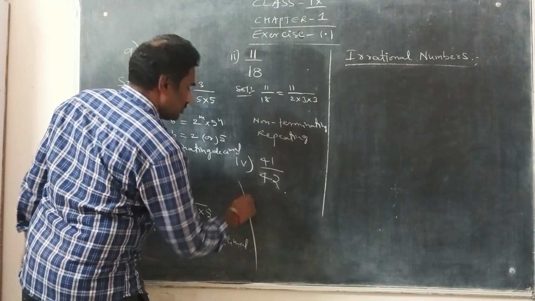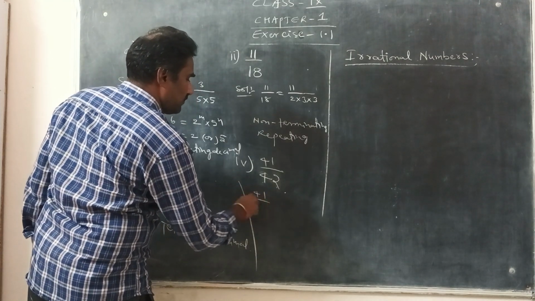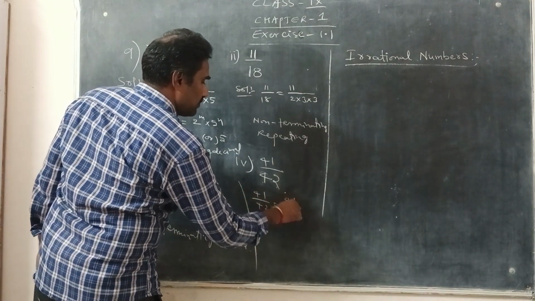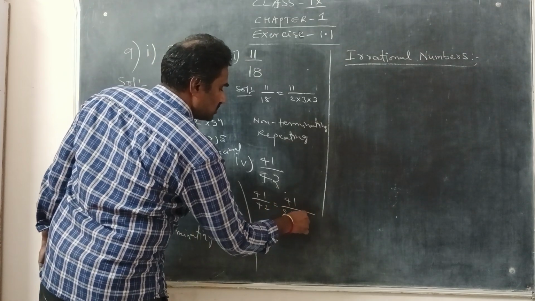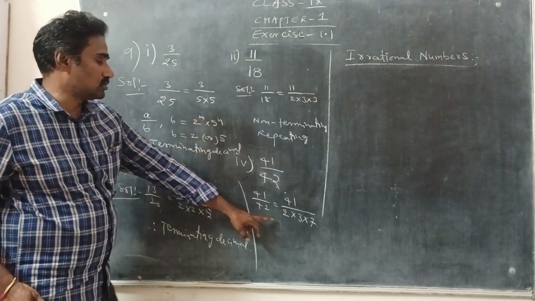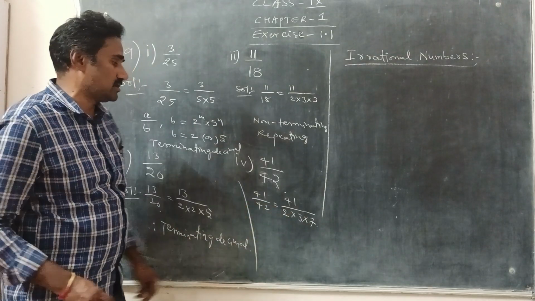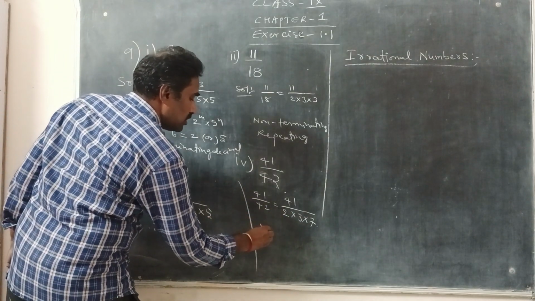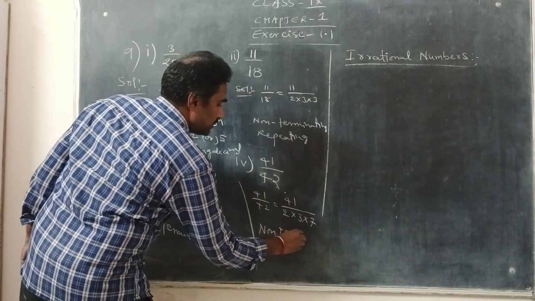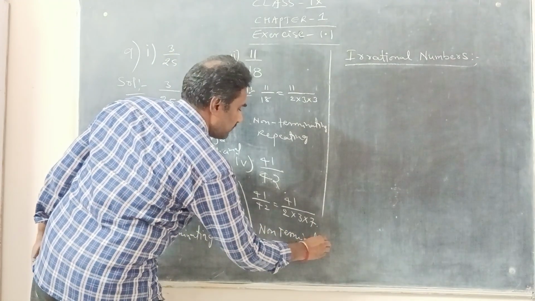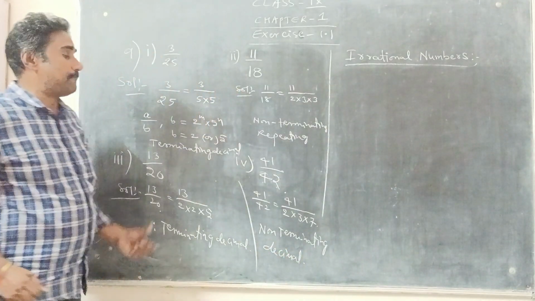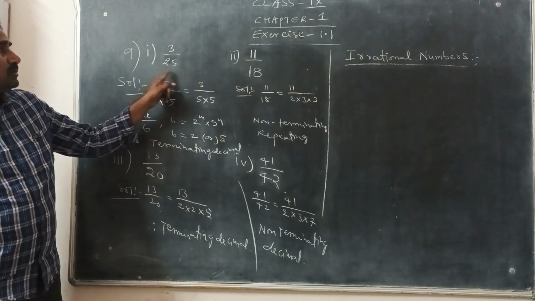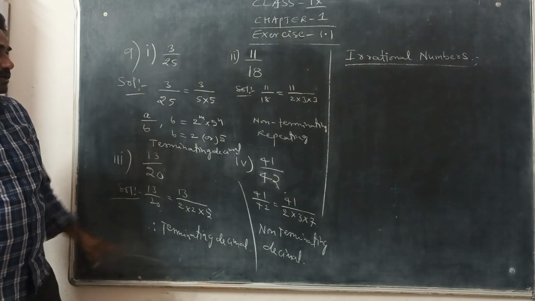The last one is 41 by 42. 42 can be written as 2 into 3 into 7. Here 2 is there, but the other numbers 3 and 7 are also there. So therefore it is also non-terminating repeating. This decimal form is also a non-terminating decimal form. So by using this rule, we can write the decimal forms directly.